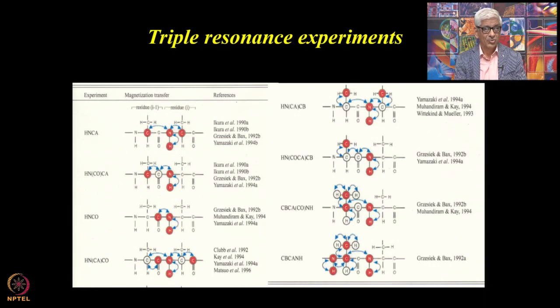Okay, now we go to the next stage, what are called triple resonance experiments. So far we were talking about 2 dimensional or 3 dimensional experiments where there were only 2 nuclei. One was the proton, the other one was the nitrogen. Now you can have 3 different nuclei also, right? As I mentioned, you can have proton, nitrogen and carbon.